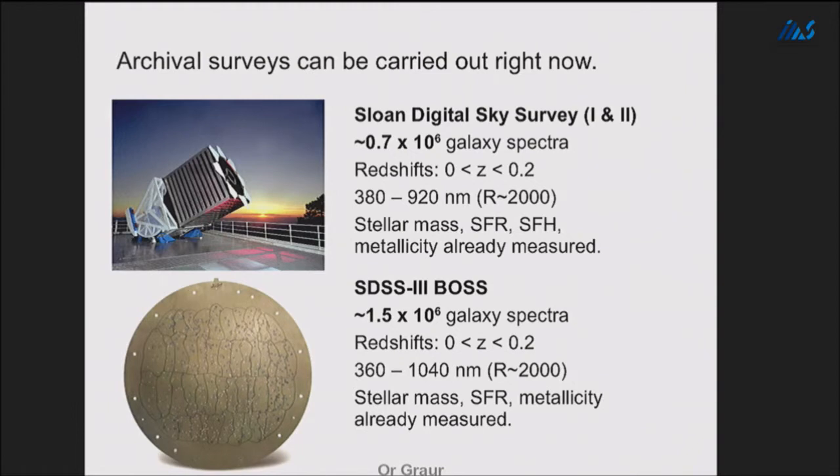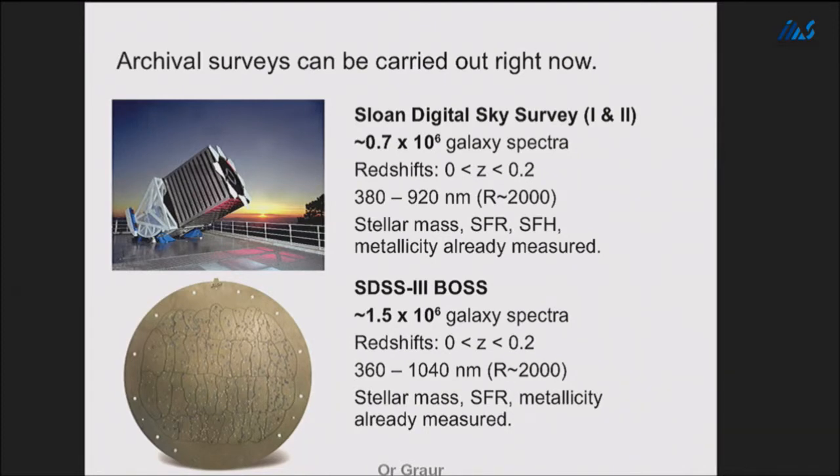The leading ones are, of course, SDSS. The first and second iterations contain about 700,000 galaxy spectra. They're at low redshift, up to 0.2, a median of 0.1. And there are several pipelines that give you galaxy properties. And of course, you can write your own.